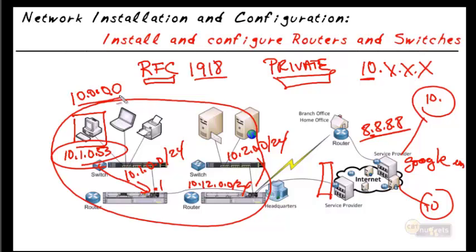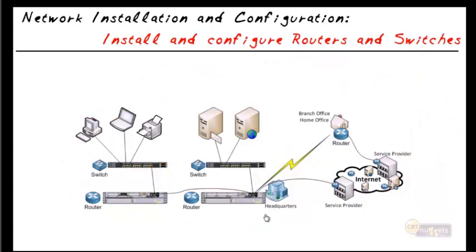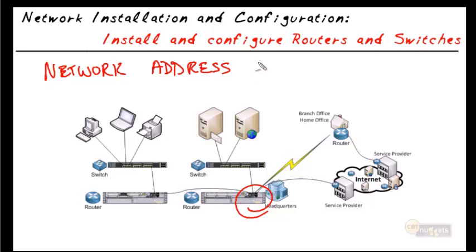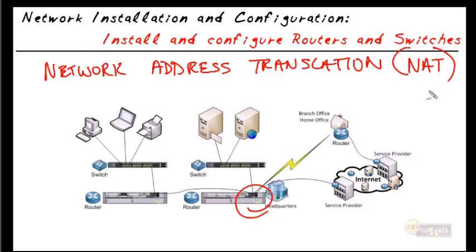The answer is we have to use something called lying. Now, normally lying is frowned upon and not a good idea, but lying is exactly what we're going to do, and we're going to do it on this router right here. Now, lying, another name for it is network address translation, or NAT. The lying part is just a little humor, but it's really what we're doing.